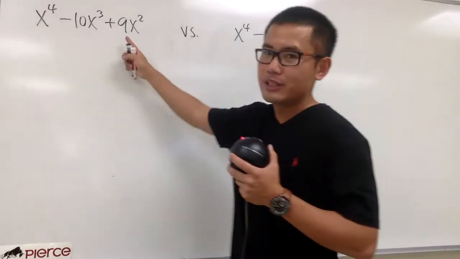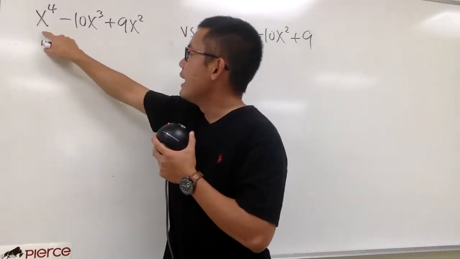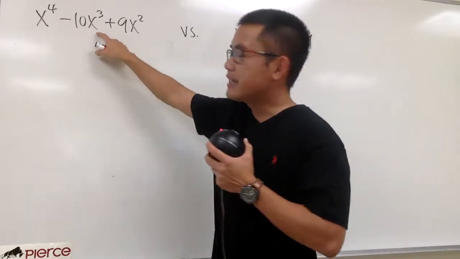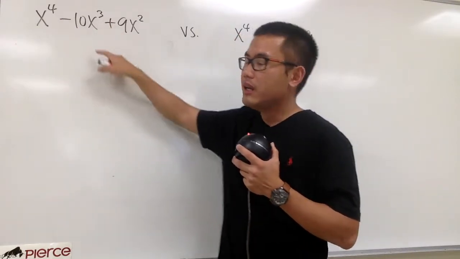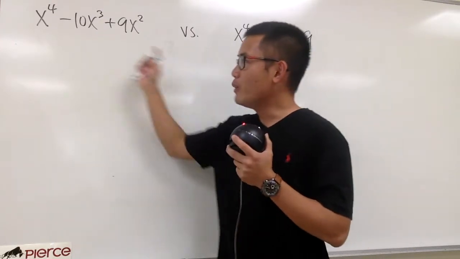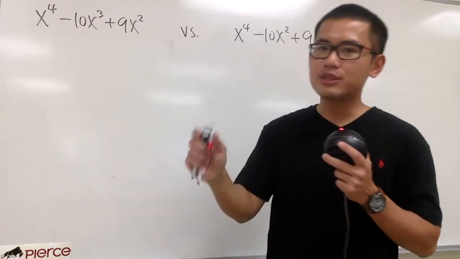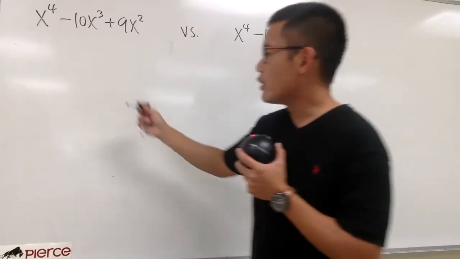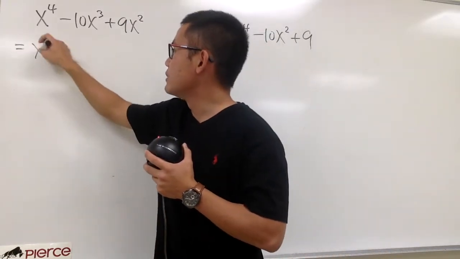Alright, let's do this one together first. Here we have x to the fourth power, and then for the second term, we have x to the third power, and for the last term, we have x squared. In other words, all the terms had x to the second power, right? So we can factor out the x to the second power first.